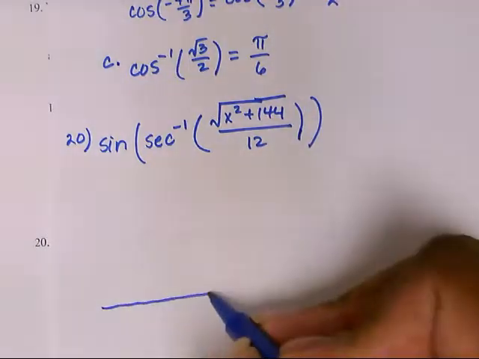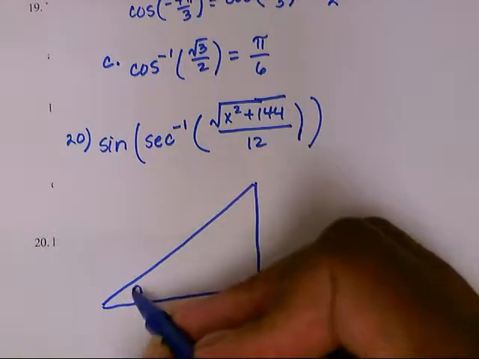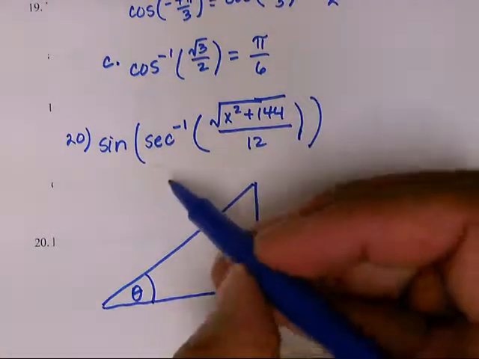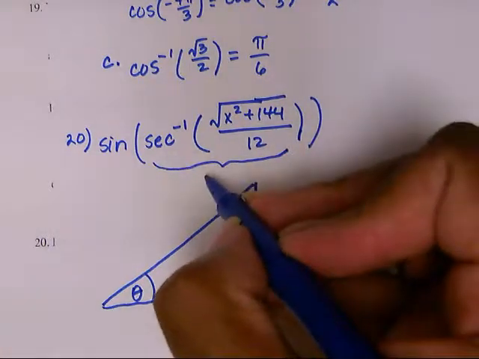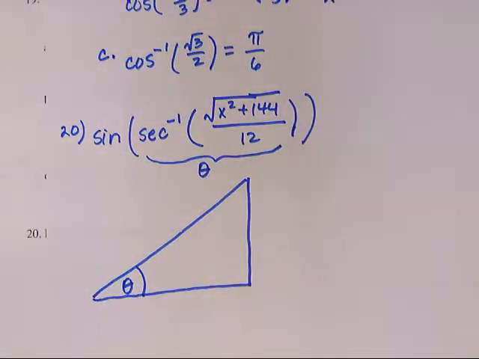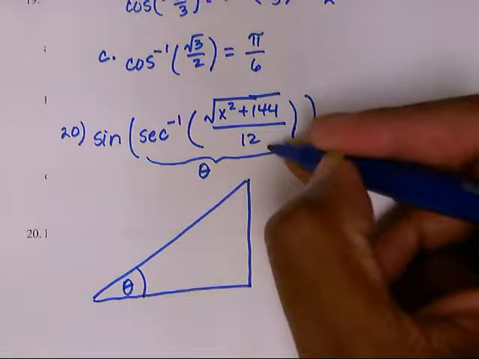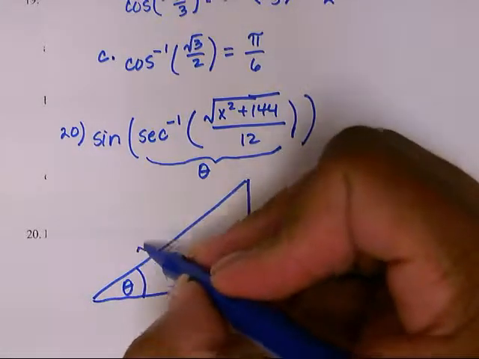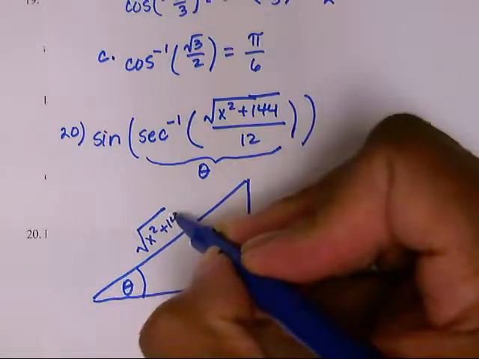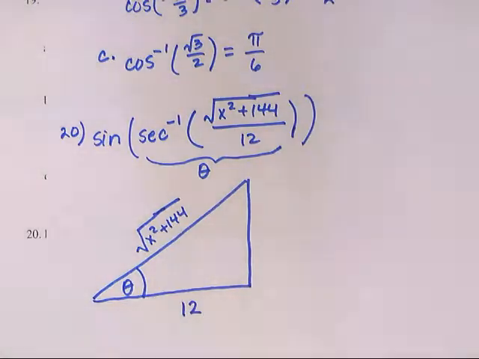So in this case, here's our right triangle. I'm going to call this angle theta. Now you have to think of the secant as 1 over the cosine. Well, the cosine is the adjacent side over the hypotenuse, so the secant is the hypotenuse over the adjacent side. So this is your hypotenuse, the square root of x squared plus 144, and the adjacent side is simply going to be 12.